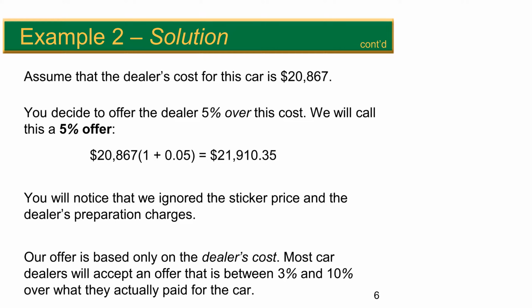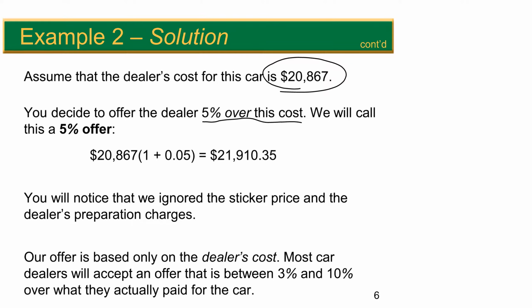So we're going to make an assumption here. The book's going to have to tell you this, but it's going to tell you that this is how much we have paid for this car. So we've actually paid, the dealer has actually paid $20,867 for this car. And you decide that the dealer's going to have to make a profit, so you decide that you will offer the dealer 5% over this cost.